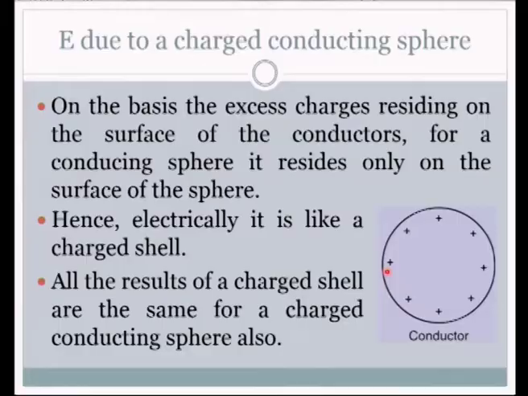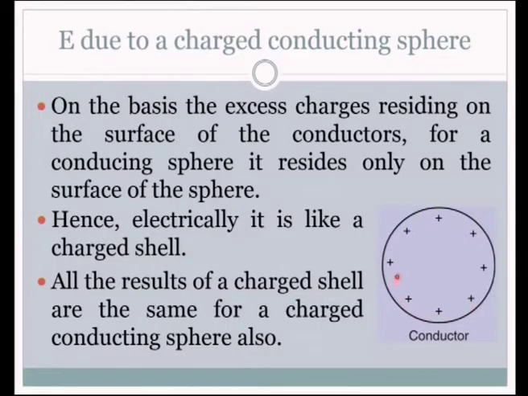With this knowledge we can take up one more application of Gauss law. Let us see what it is. The electric field E due to a charged conducting sphere. On the basis of the excess charges residing on the surface of conductors, for a conducting sphere, the charge resides only on the surface of the sphere. Hence, electrically it is like a charged shell. All the results of the charged shell are the same for the charged conducting sphere also.